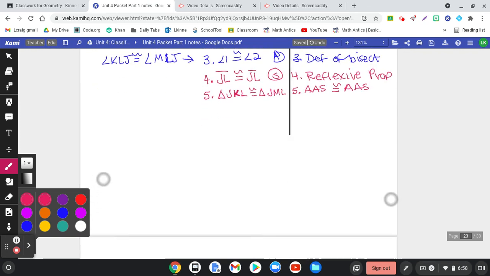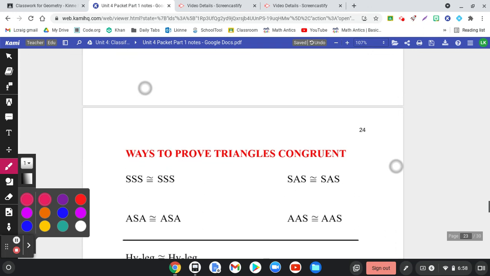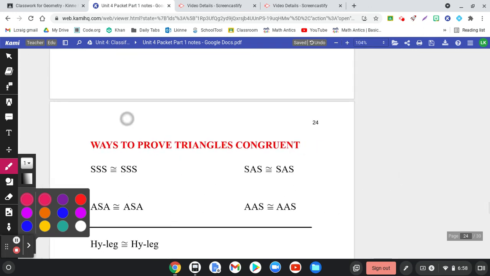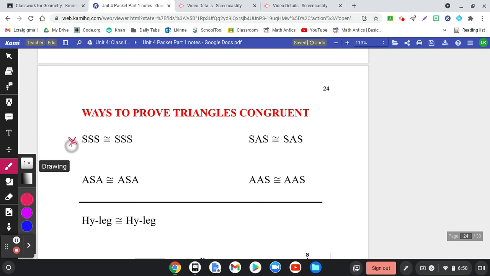So let's just see what else we have here. All right, so again, if you look on page 24, these are the ways to prove your triangle is congruent. We've already talked about side, side, side, angle, side, angle, side, angle, side, which are opposites of each other, and then angle, angle, side. There is no side, side, angle because it spells a bad word. The other one we'll talk about is hypotenuse leg. That's next week. So we haven't covered that one yet.